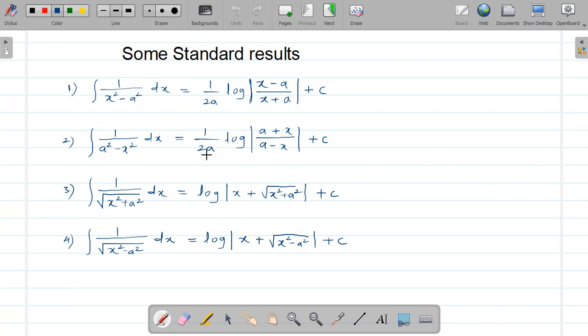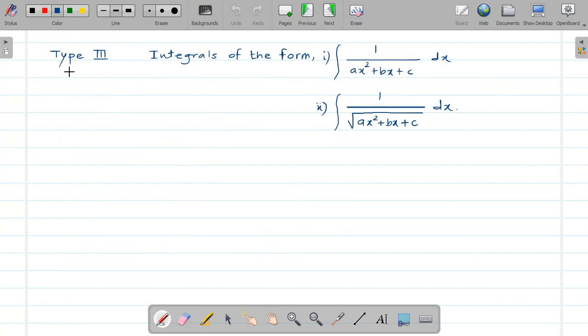Today we are going to discuss type number 3. So let us see what type number 3 is. In this type number 3, we are going to discuss integrals of the form: number 1, integration of 1 upon ax square plus bx plus c dx, and second one is 1 upon root of ax square plus bx plus c dx.